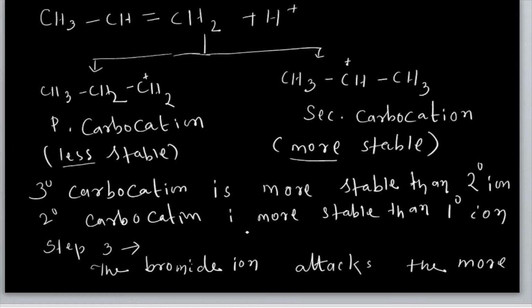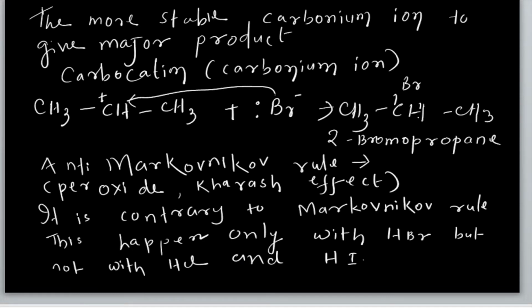In step 3, what happened? Whichever is more stable, that will react. So you come to step 3. The stable carbonium ion, that is the secondary carbonium ion, this one is the secondary carbocation, and the secondary carbocation is more stable, and that is why it will react with the bromide ion having one pair of electrons and gives the product. Because CH is the secondary carbocation, the bromine will attach to CH, so it gives 2-bromopropane. Now this is Markovnikov's rule, and this is the mechanism.